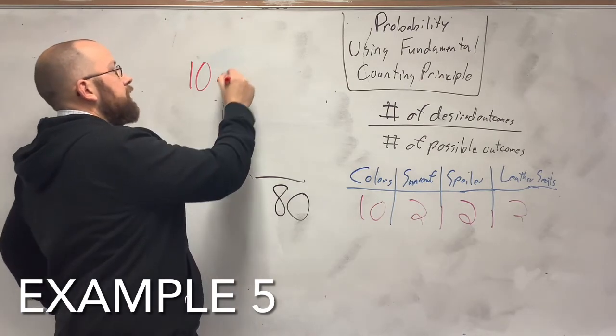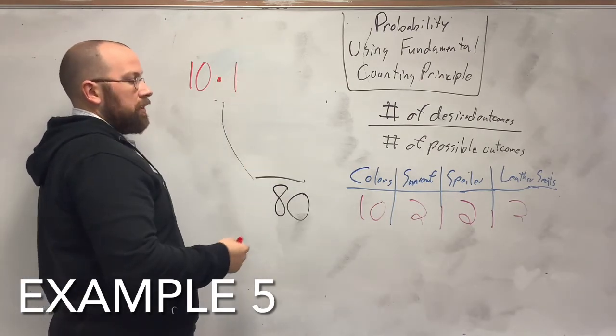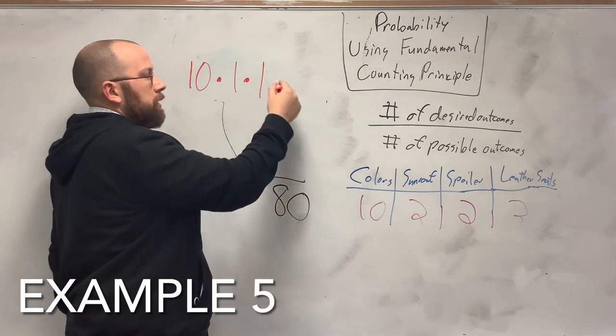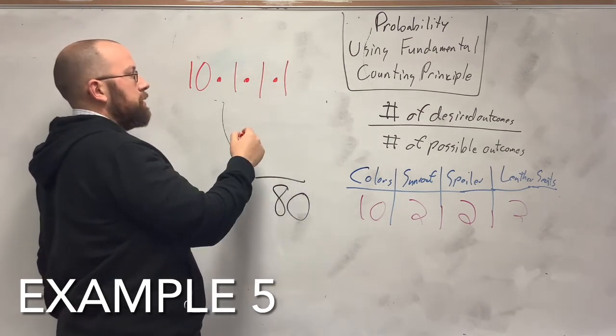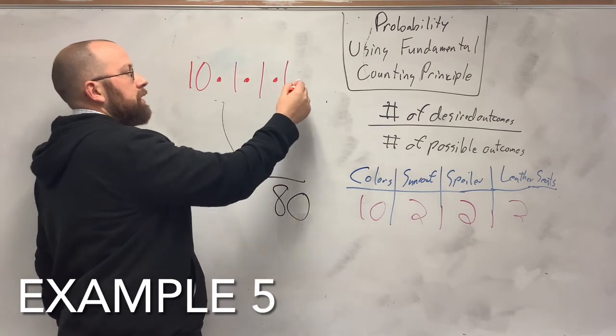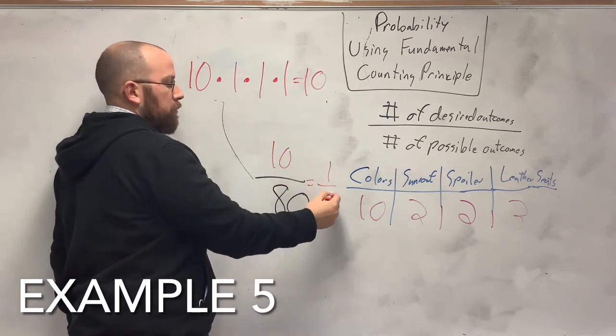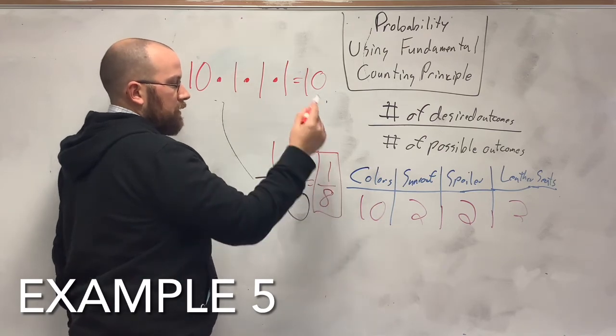So you want the sunroof, so there's only one possibility there because you don't want it any other way. You want the spoiler, so there's only one possibility. You want the leather seats, only one possibility. So 10 times 1 times 1 times 1 is 10. 10 over 80 is 1/8. That's the probability.